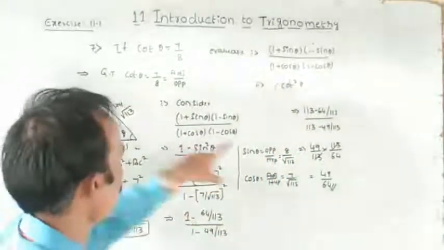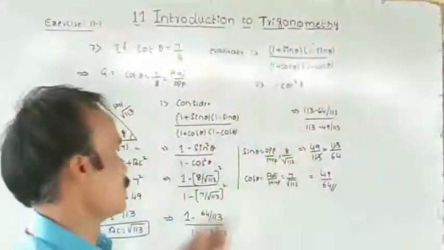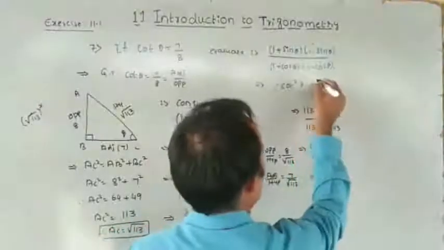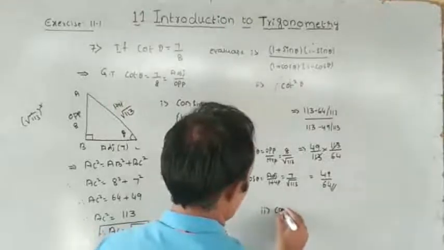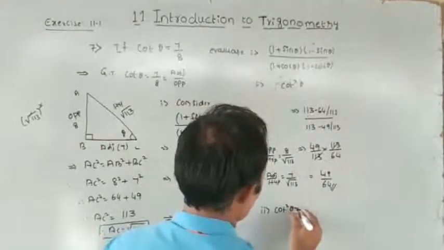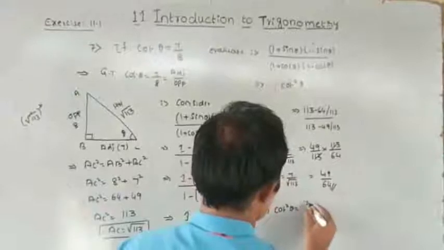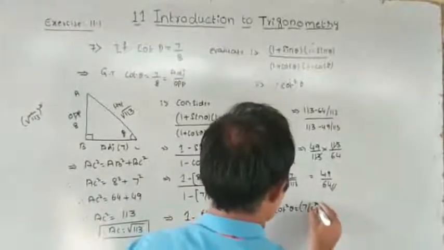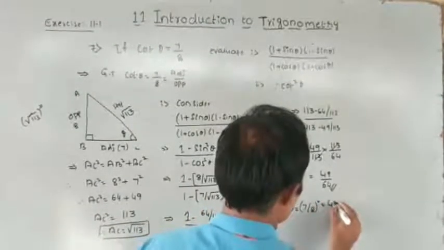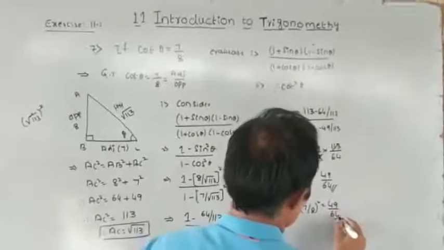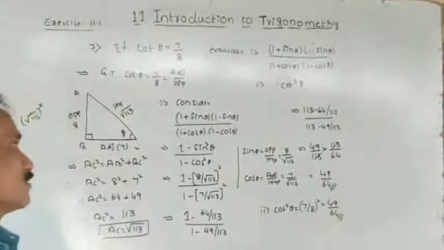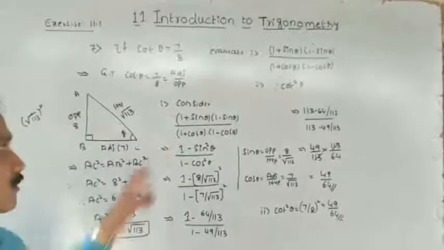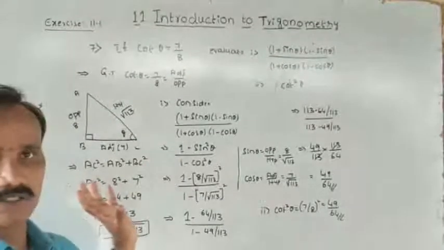By using this right angle triangle, find all the values and replace them. Now question number 2, cot square theta. There is no problem for this. Cot theta is given, make it square now. So this is equal to 49 divided by 64. Okay, is it clear? Definitely you will get a 2 mark question on this type. Okay, right.